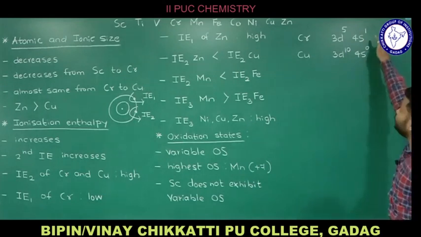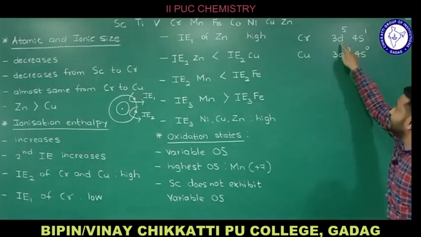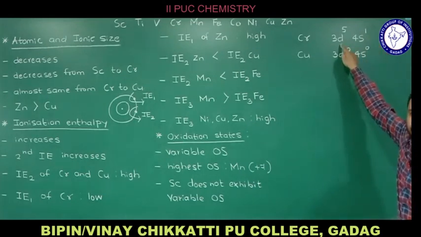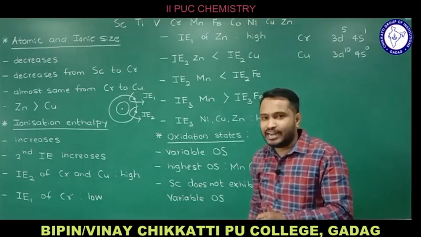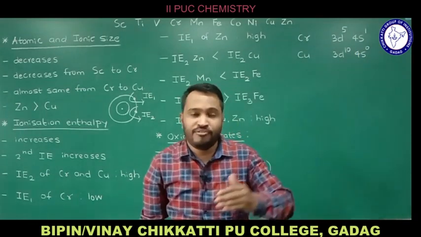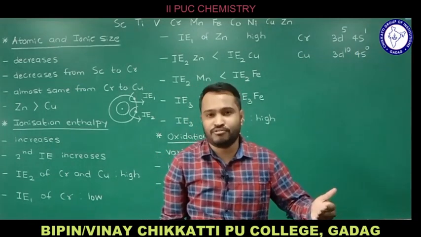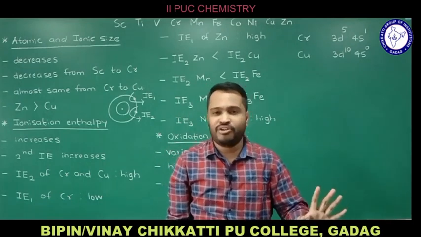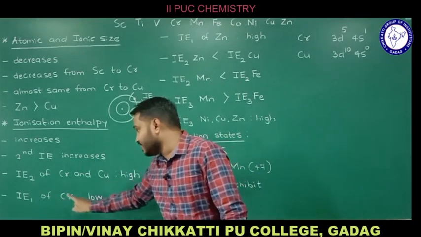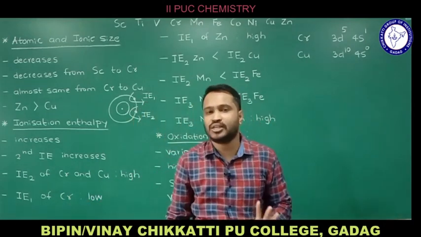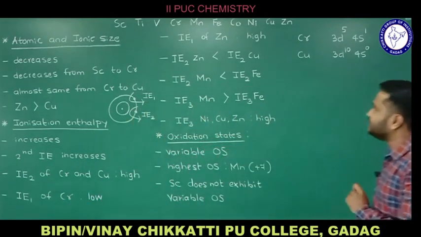So after removing the first electron, we are left with an electronic configuration which is stable, because we have a half-filled atomic orbital. After removing the valence electron from chromium, we are left with a stable electronic configuration, or I can say a half-filled atomic orbital, which is quite stable. Because of that reason, the first ionization energy of chromium is low.